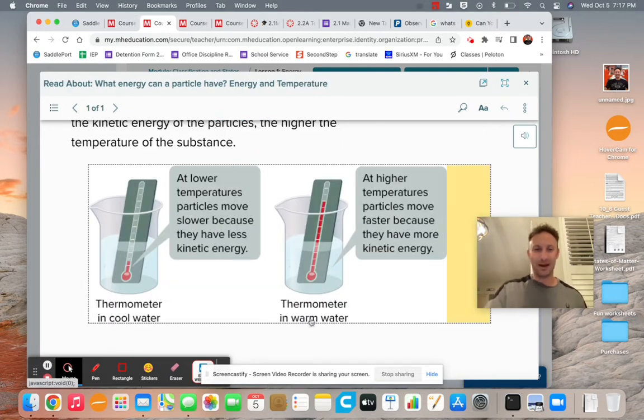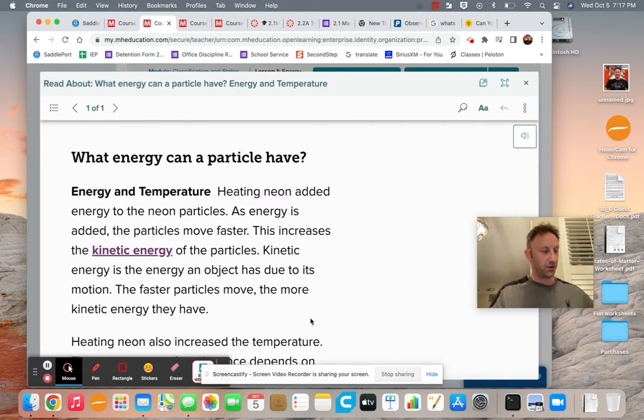Hey guys, welcome back. For right now, if you can turn over to page 16 in your workbook. Today, I'm hoping that you'll be able to answer this question: what energy can a particle have? When we're finished with the video, hopefully you can say the two types of energy that a particle can have. There are more depending on the types of science you're talking about, but we're only going to focus on two types of energy.